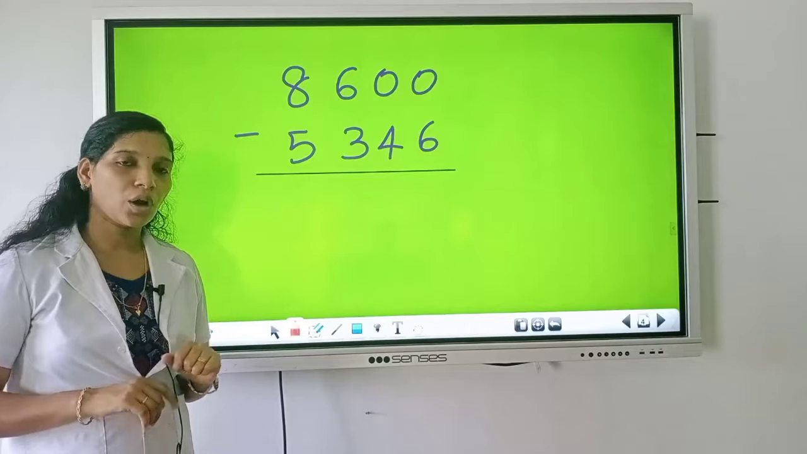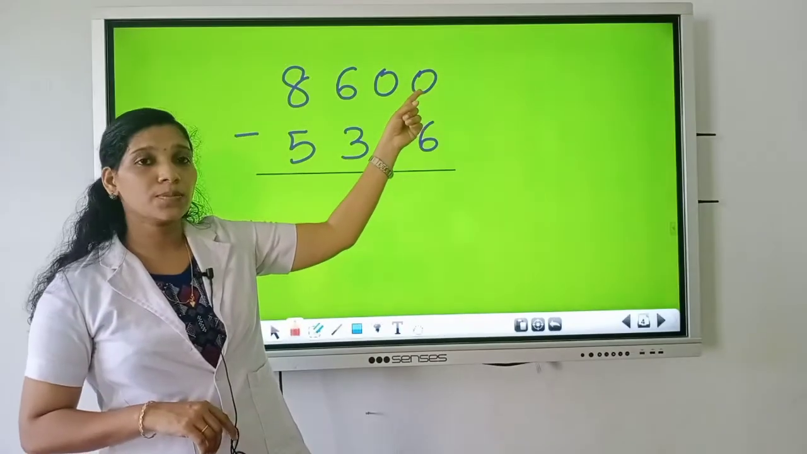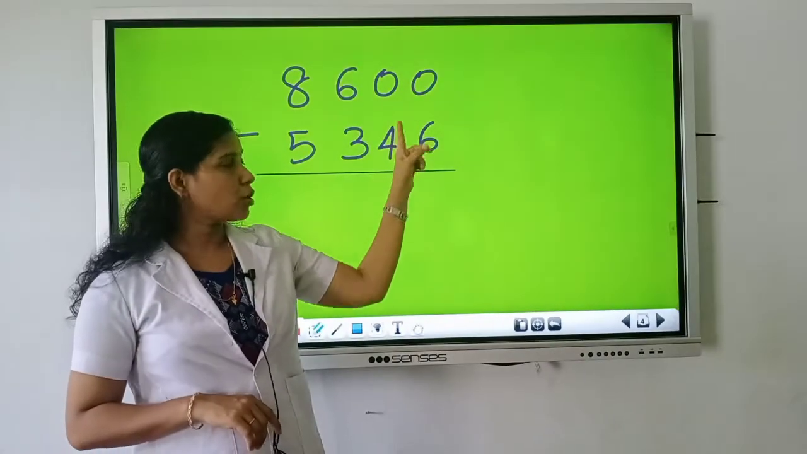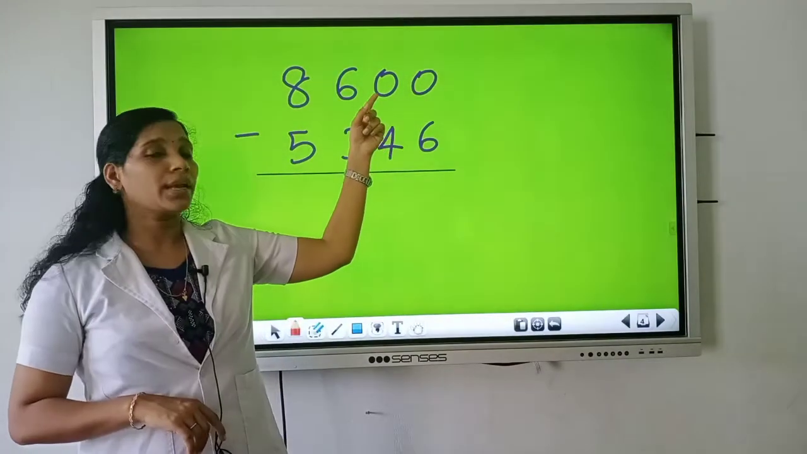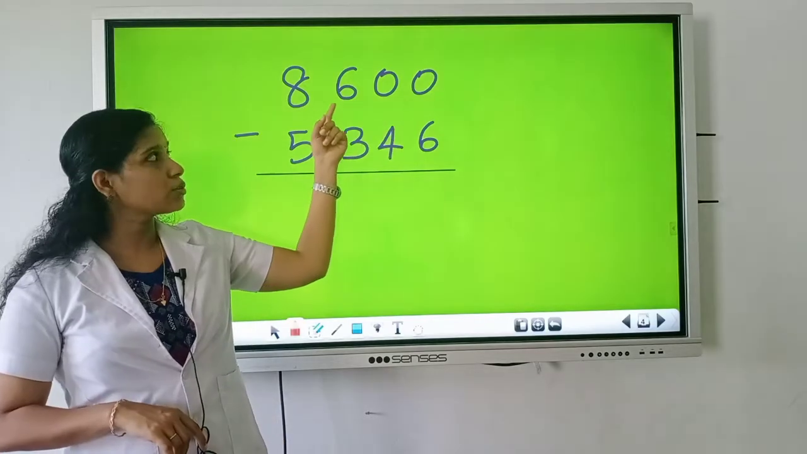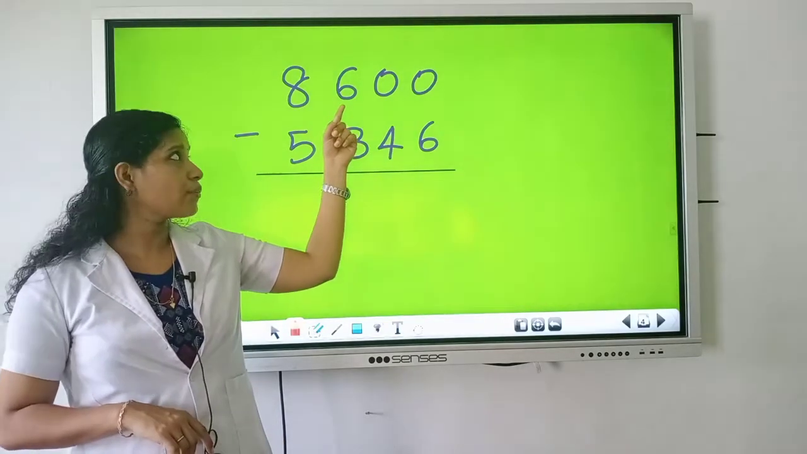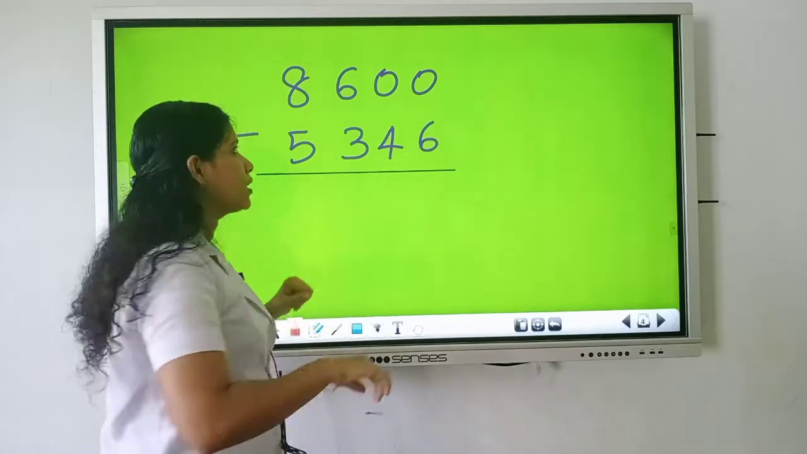5346. Now how to subtract? The first number in the ones place is 0. 0 minus 6 is not possible. So we will go to the next place, but again there you have 0. So what will we do? We go again to the next place. Here we have 6. So we can borrow from 6.